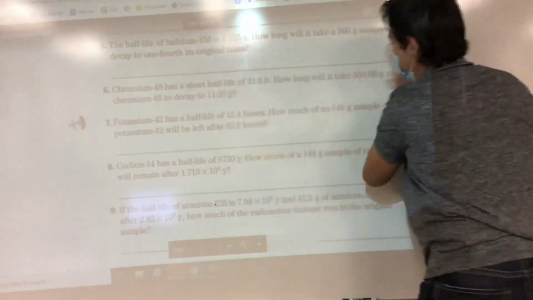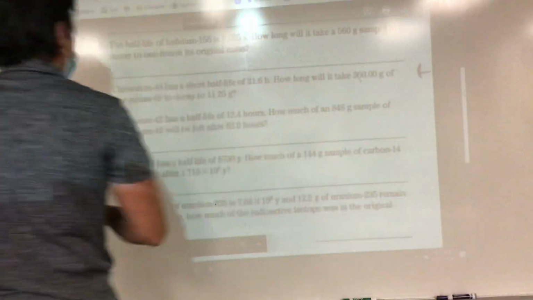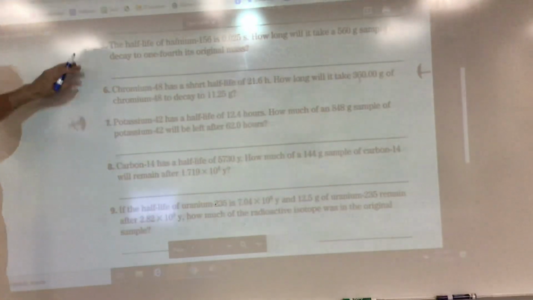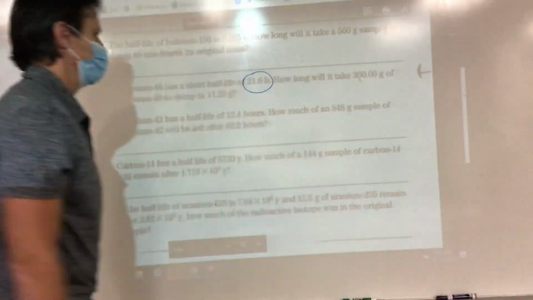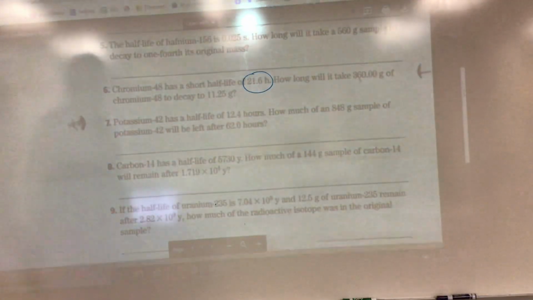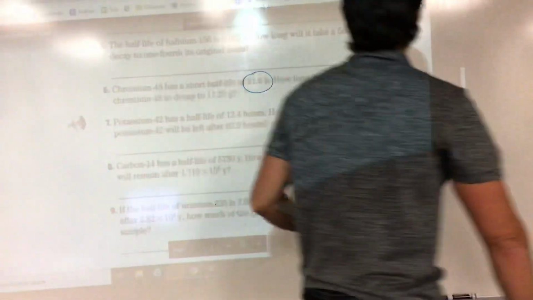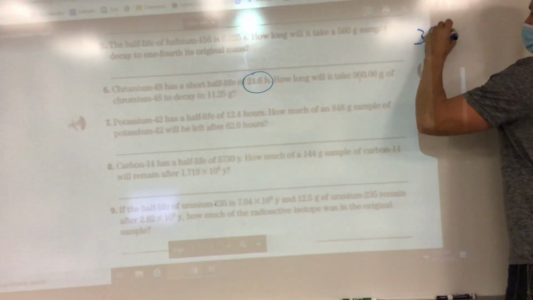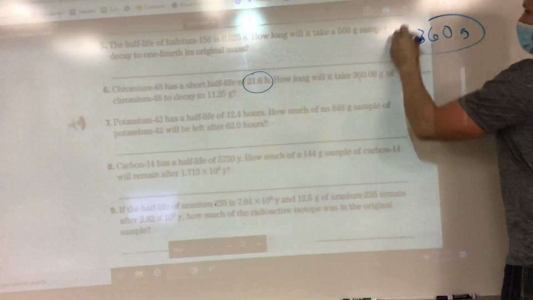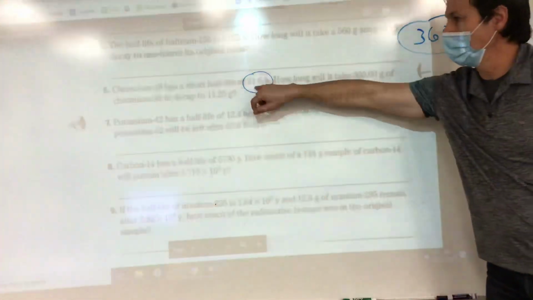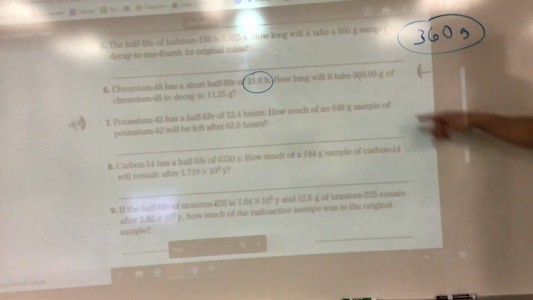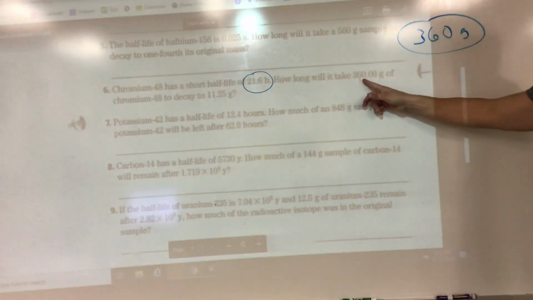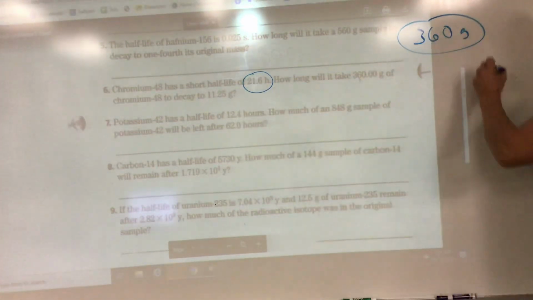Number 5, okay? All right, number 6, chromium 48 has a short half-life of 21.6 hours. How long will it take 360 grams of chromium to decay to 11.25? All right, so if I got 360, we're right back to the old school of just straight out. It wants to know how long. If that's the individual half-life, okay, so I'm going to just keep halving it till I get to 11.25.